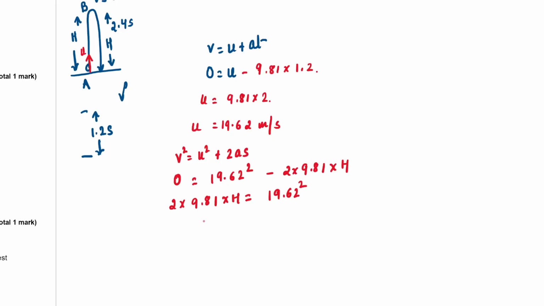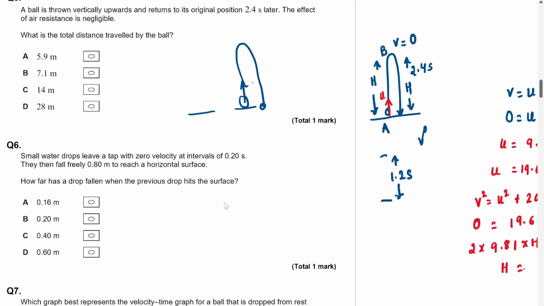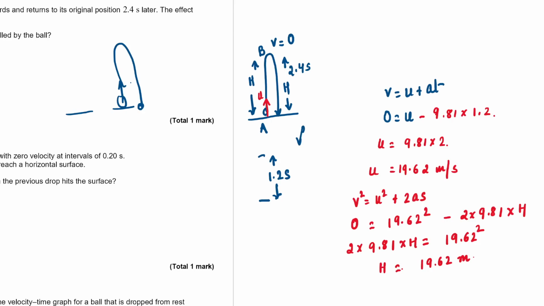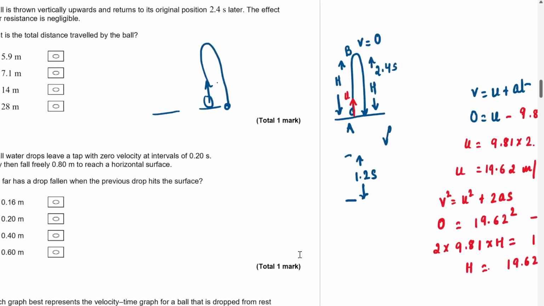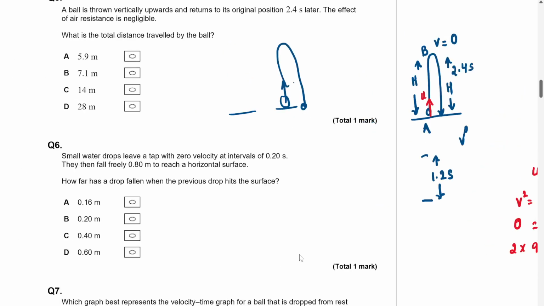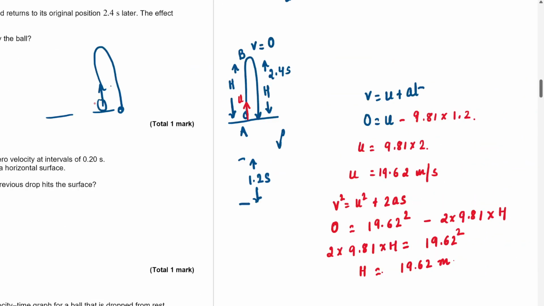So the total distance traveled would be going up and coming down. So we have calculated the total height. It goes up 19.62, some comes out, so we're not getting the answer. Oh my god, we made a mistake here. It's 9.81 times 1.2, not times 2. Oh, the calculation errors. This is horrible.